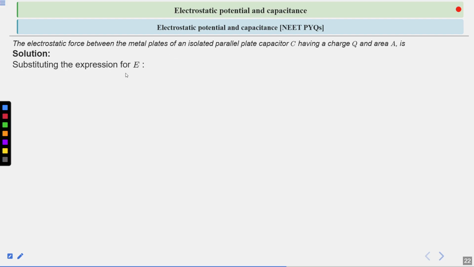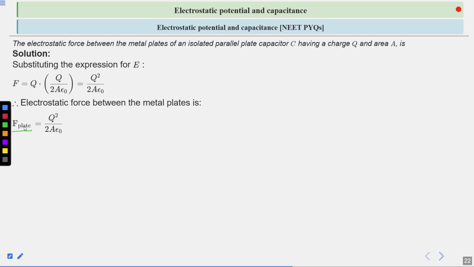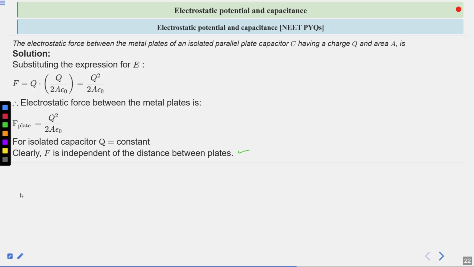Substituting the expression for E, the force becomes Q into E, where E is Q by 2A epsilon naught, which gives Q square by 2A epsilon naught as the answer. So the electrostatic force between the metal plates is Q square by 2A epsilon naught. For an isolated capacitor Q is constant. Since Q is constant, the area of the plates is constant, and epsilon naught and 2 are also constant, the force is independent of the distance between the plates.